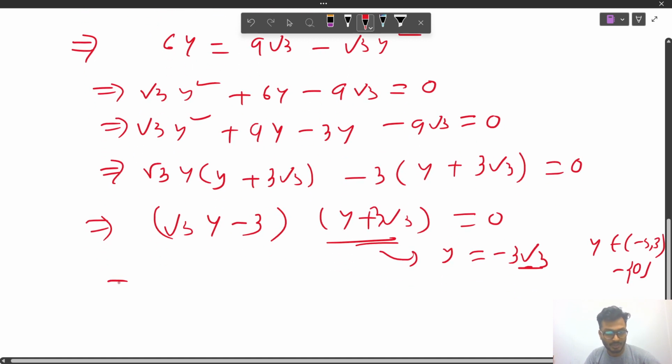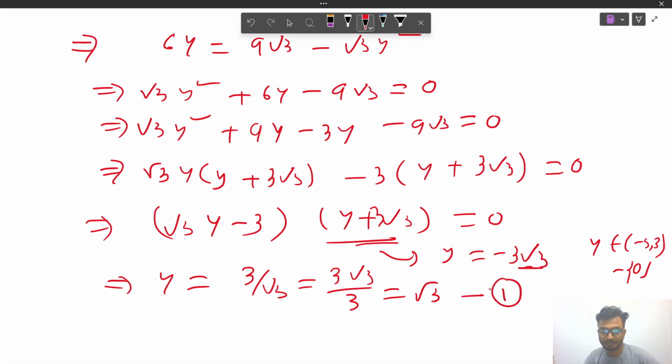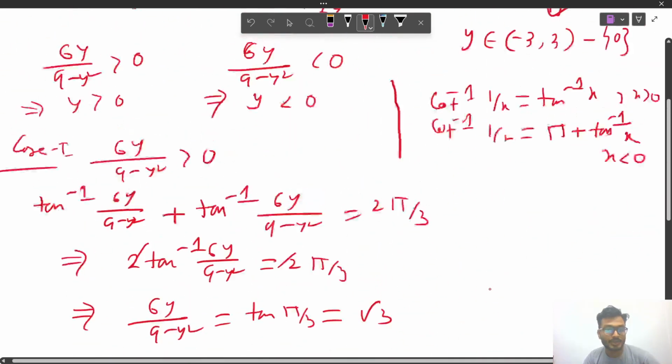So what is possible here? y equals 3 by root 3, which we can write as 3 root 3 by 3, that is root 3. So one root of y we get is root 3. This was our first case.